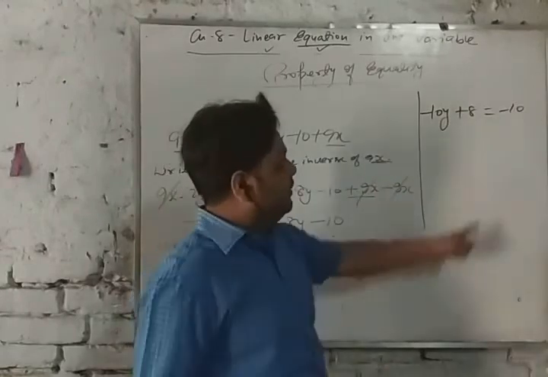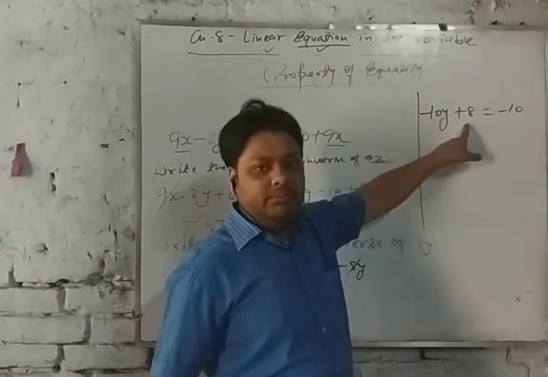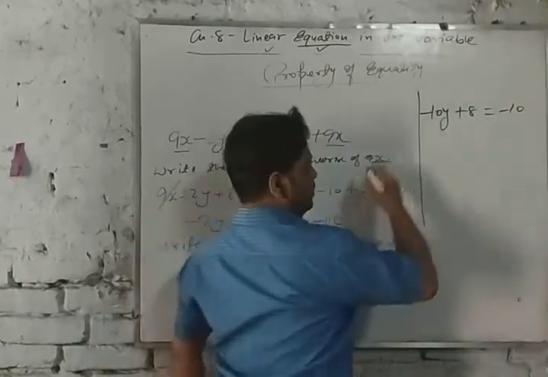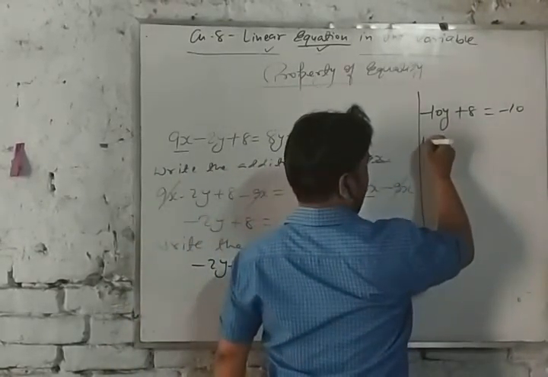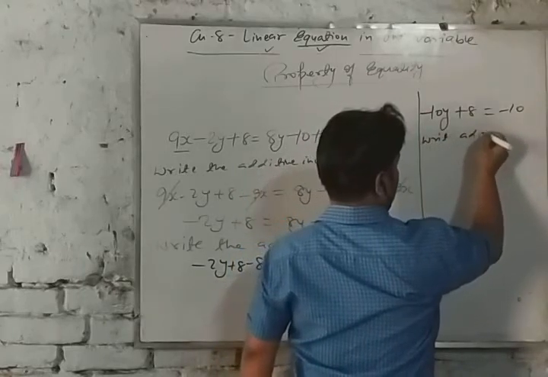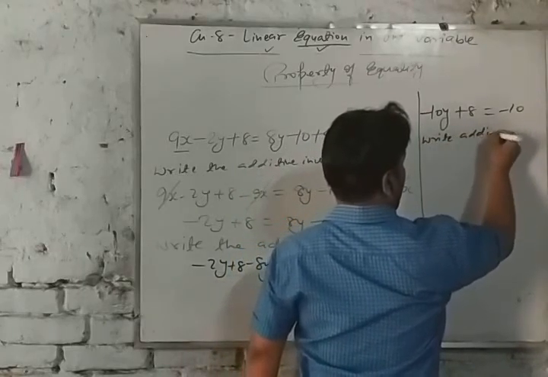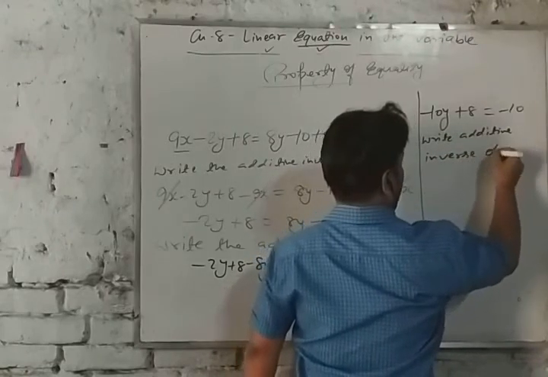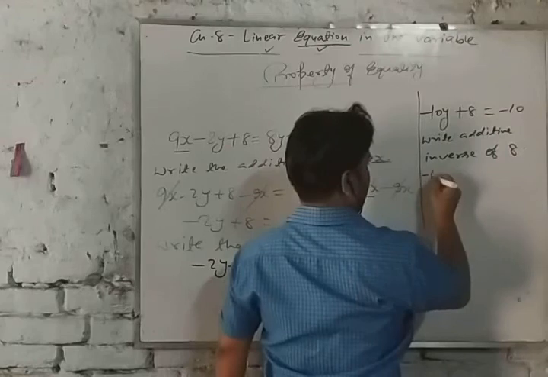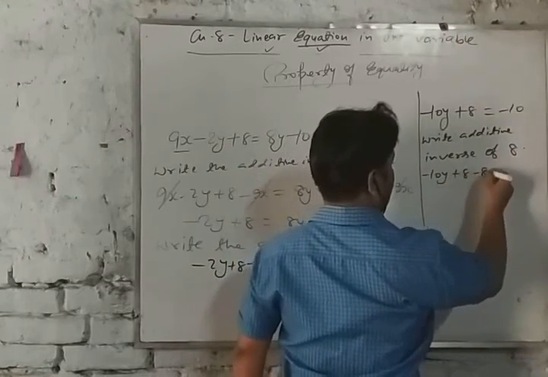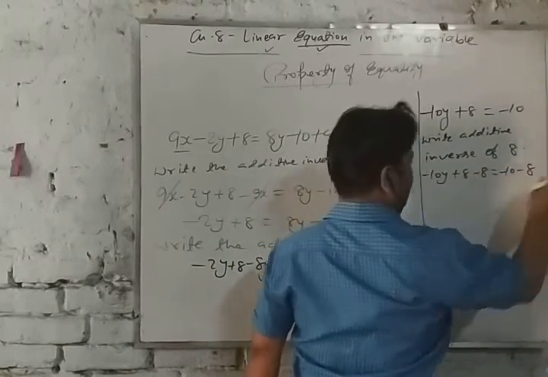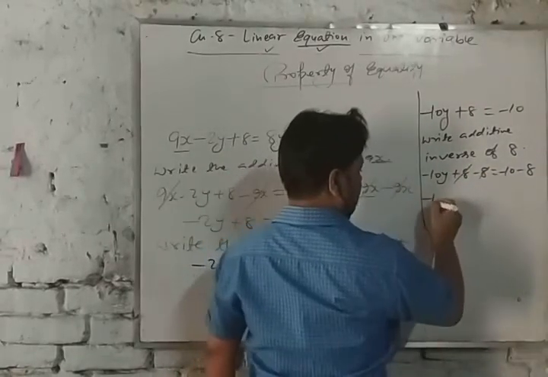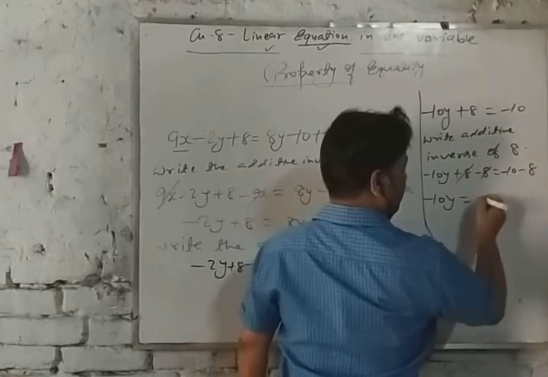Again we have to remove the constant term from LHS. But that is the first step we will use. So write the additive inverse of 8. So minus 10y plus 8, then minus 8, and same as here we will write in RHS, plus 8, minus 8. Minus 8 and plus 8 cancelled out. Okay. Then minus 10y is equal to minus 8.